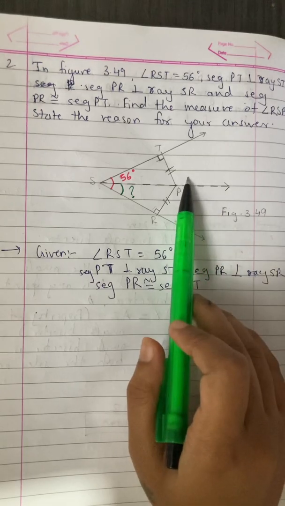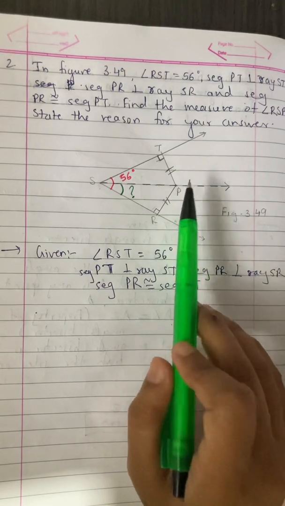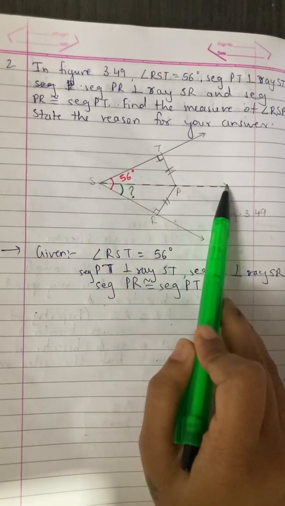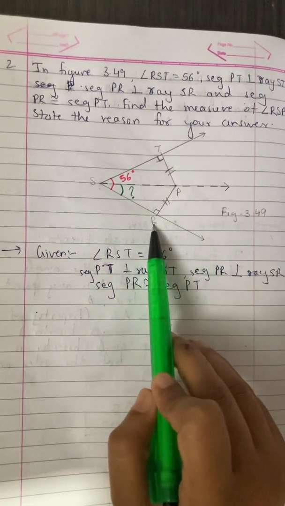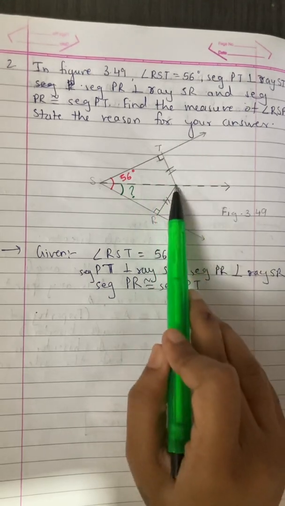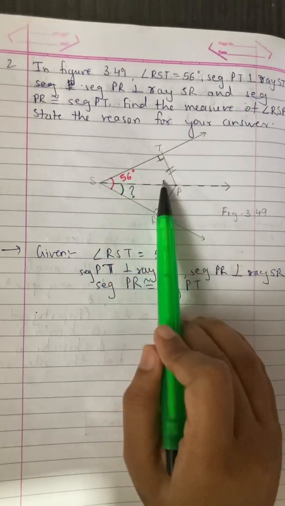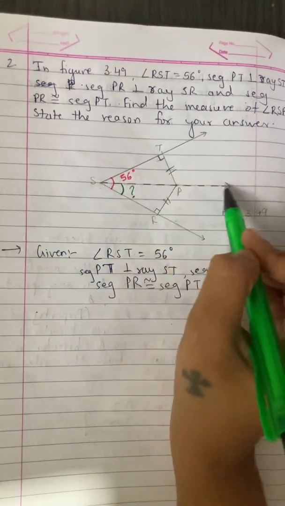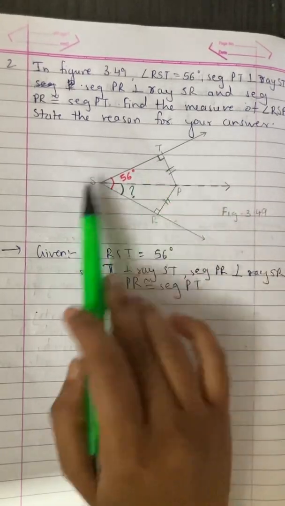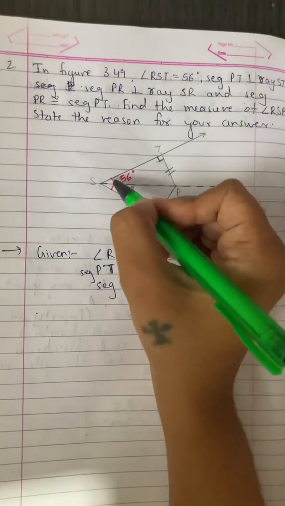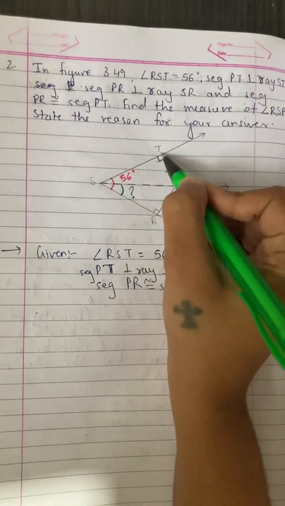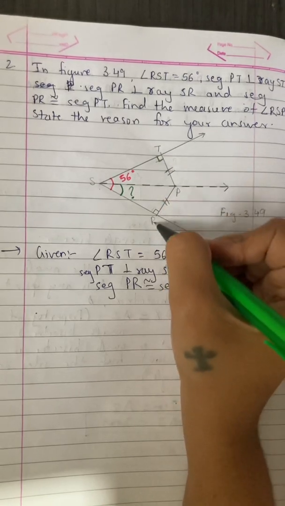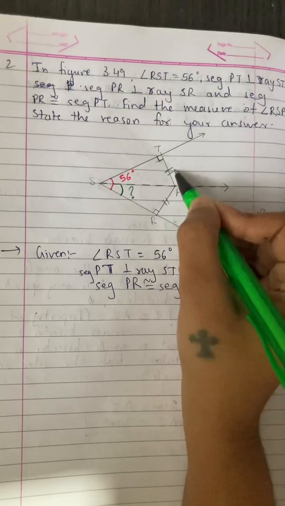So this is the second part of the angle bisector theorem. If any point on the bisector is equidistant from the sides of the angle, then this line becomes the angle bisector of the angle. So if from point P, point T is 2 centimeters, and from point P, R is also 2 centimeters, that means both the sides are congruent.